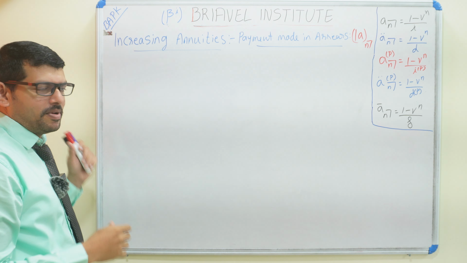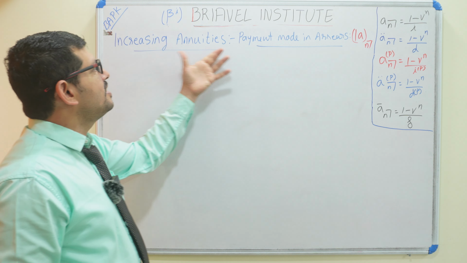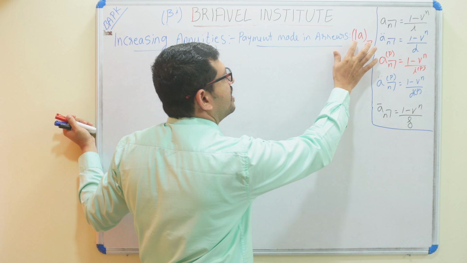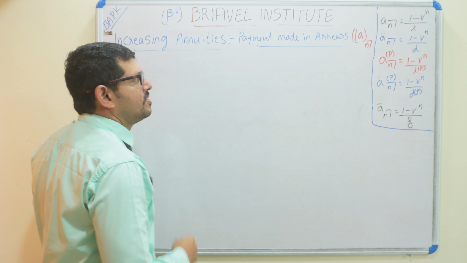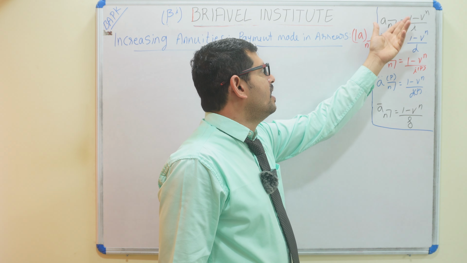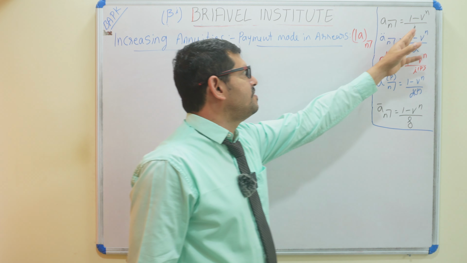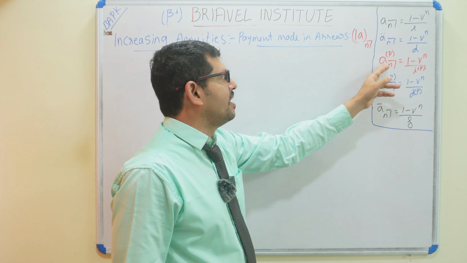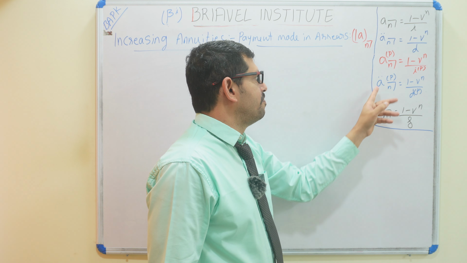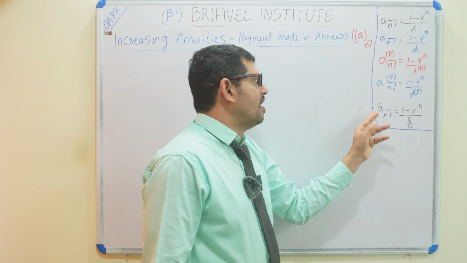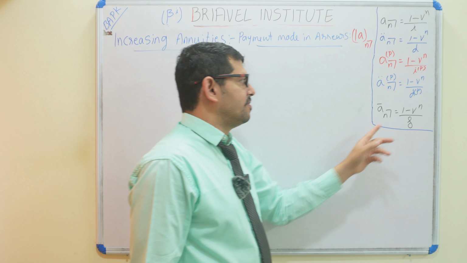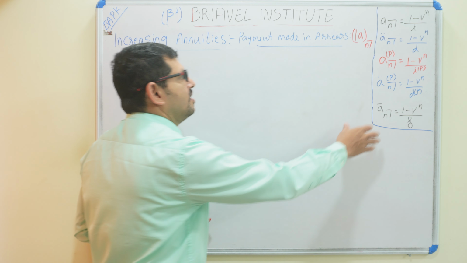So this is a new chapter: increasing annuities, payment made in arrears. This payment made in arrears is represented by IA_n. In the last chapter we studied the a_n. What is a_n? The present value of the payment made in arrears, (1 minus v^n) divided by i. And ä_n, and a_n^(p), the p-thly payment, where payment is made p times in a year, and ā_n, a continuous payment, with the force of interest. So these we all studied in the last class.